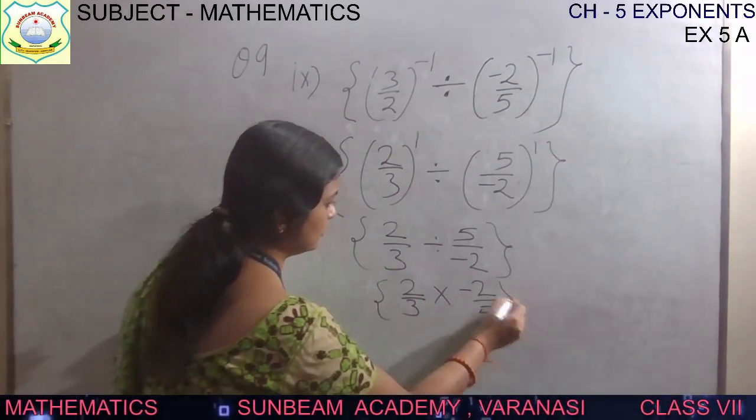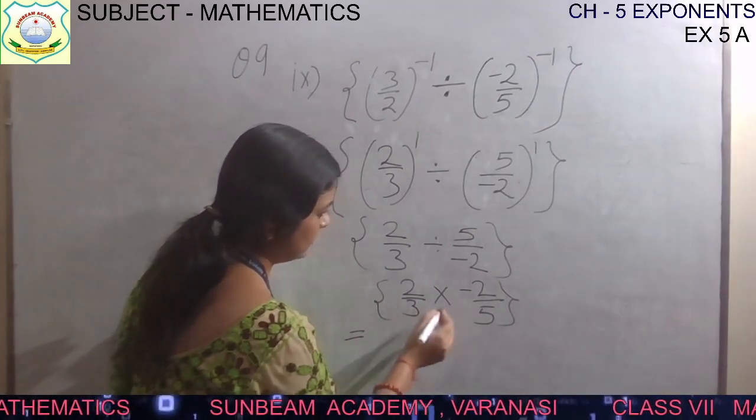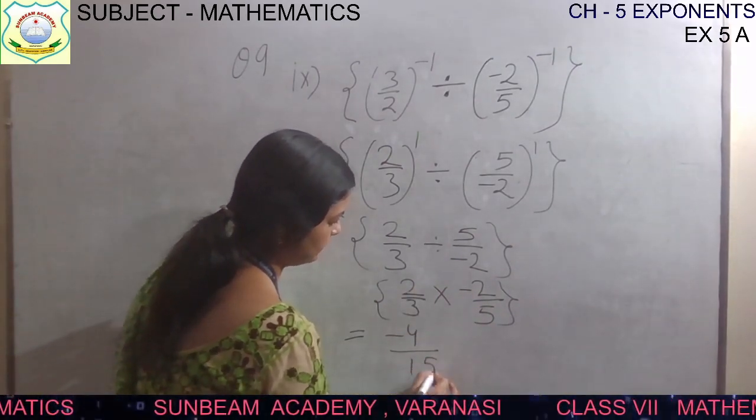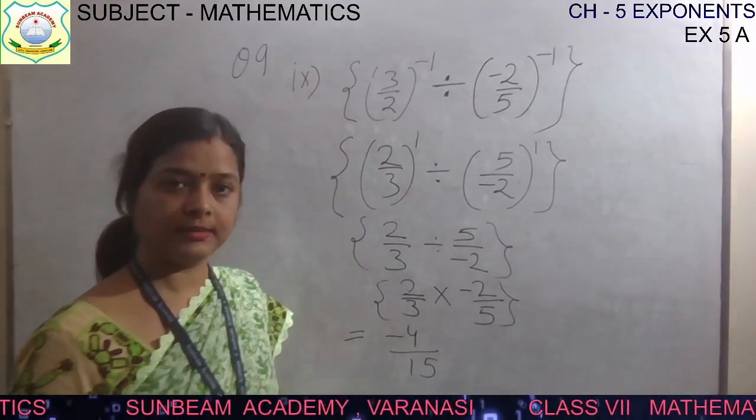Now next step, solve this and then open the bracket. 2 2s are 4, minus 4 by 5 3s are 15. This is the final answer. Okay.